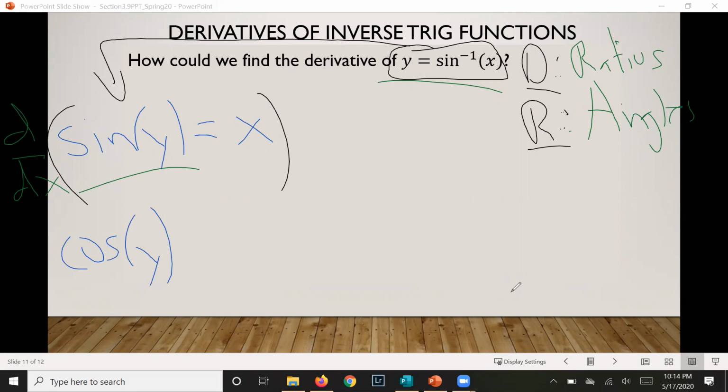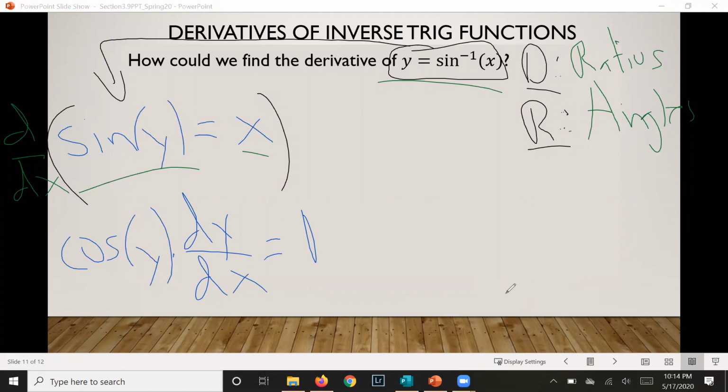Right, the derivative of sine is cosine. But there's that y in there, so by the chain rule, we have to multiply by dy/dx. And then we take the derivative of the x on the other side with respect to x. That just gives us 1. Okay? So right now we have cosine of y times dy/dx equals 1.